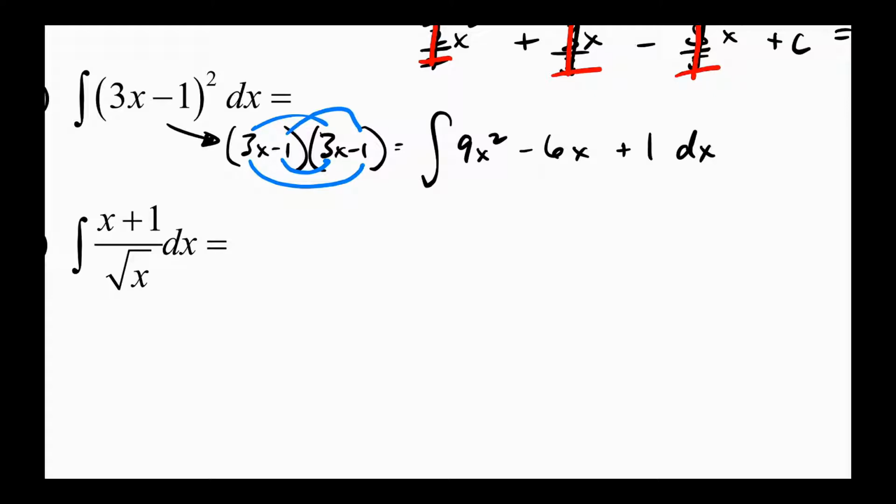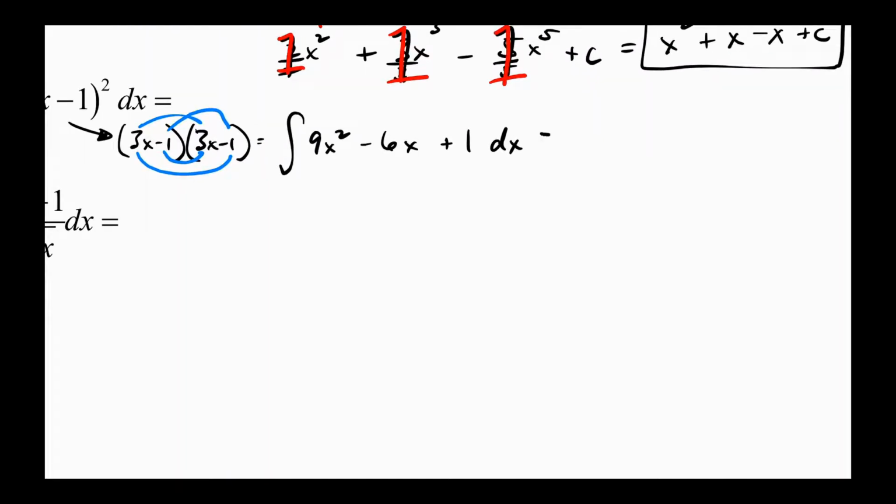Now we can use the power rule for each term, right? The power rule: add 1 to the power, divide by the new power. Okay, so 9x squared, I'm going to add a power, so it's 9x to the third. Divide by 3. The next one, negative 6x. Add a power, so it's got a power of 1 right now, so now it's going to have a power of 2. Divide by that new power.